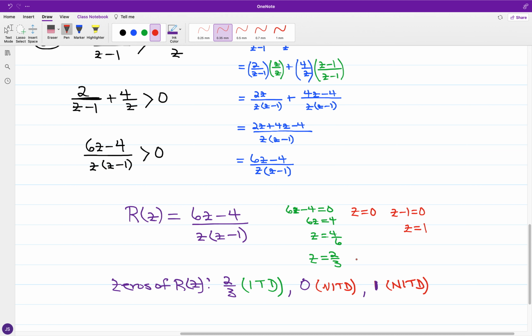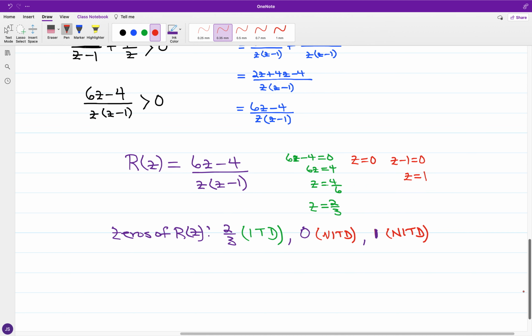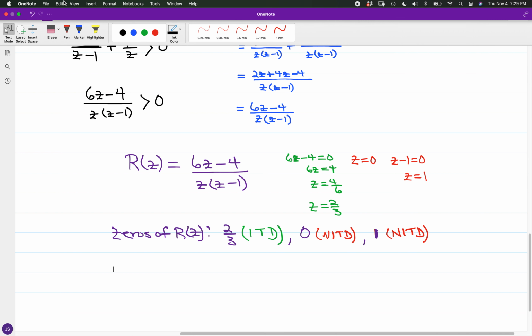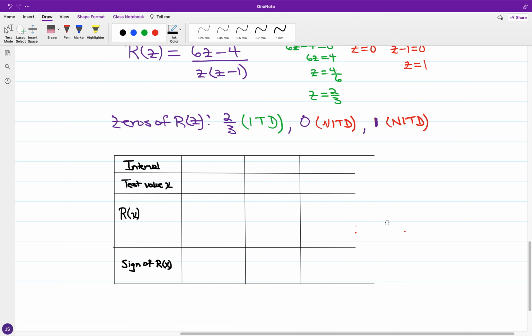Now, with the nature of the inequality being greater than, it really does not demand the identification of what's in the domain and what is not, but I'm going to throw in a special case. Now, for setting up our table, I'm going to widen this table and add another interval, since we now have 3 zeros as opposed to just 2.